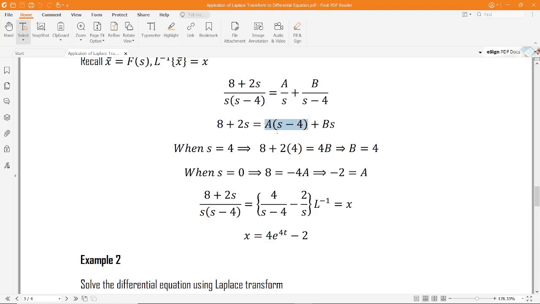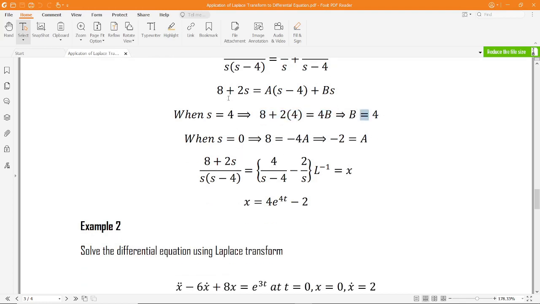So if we put s equals to 4 in all of this, we're going to have 8 plus 2 into 4. And also, this will cancel out, and also b into 4. That will be 4b, then a plus 2 into 4, which is what we have here. Then if you do the math here, you have b equals to 4.